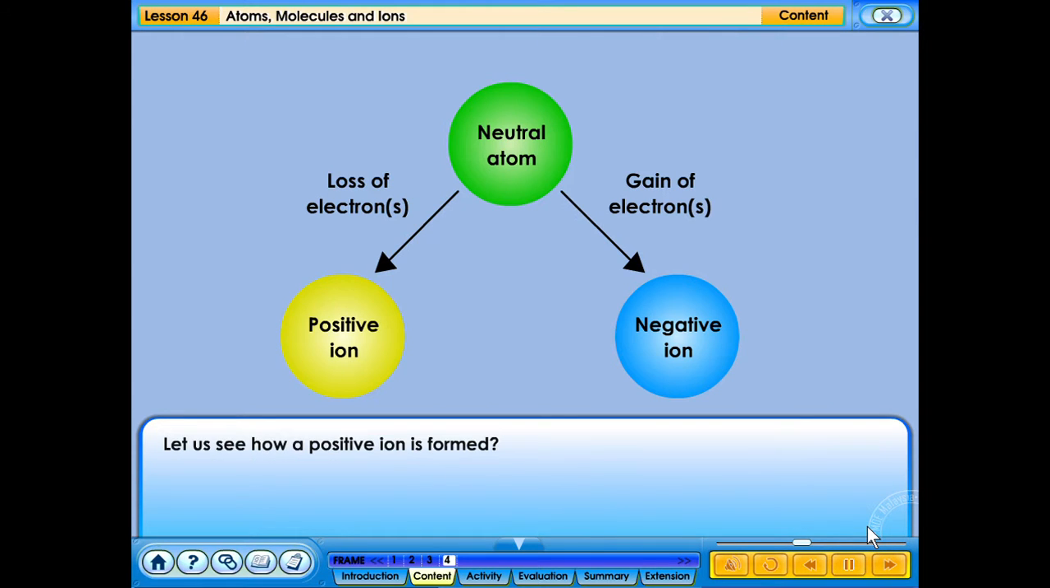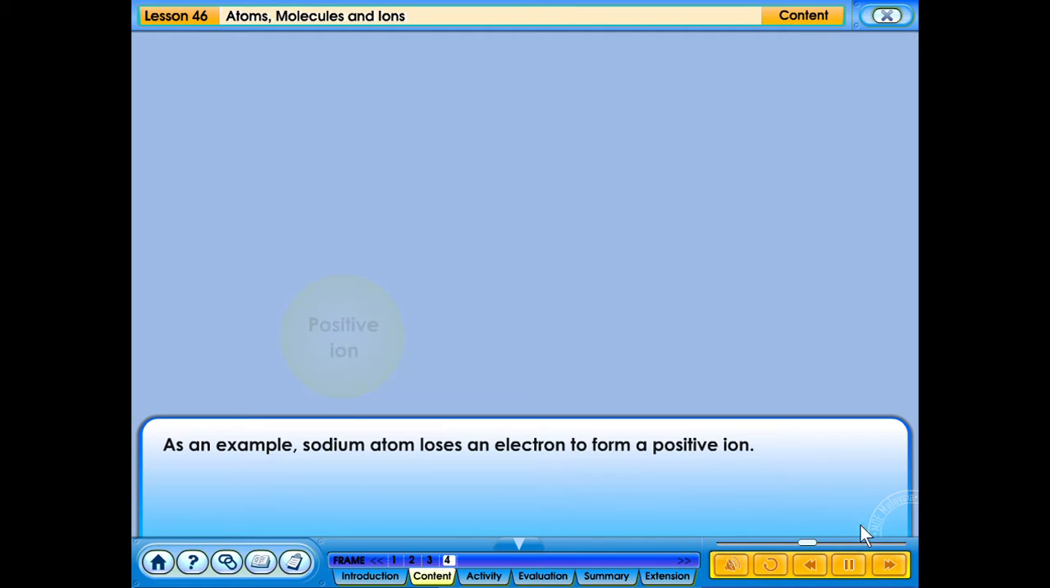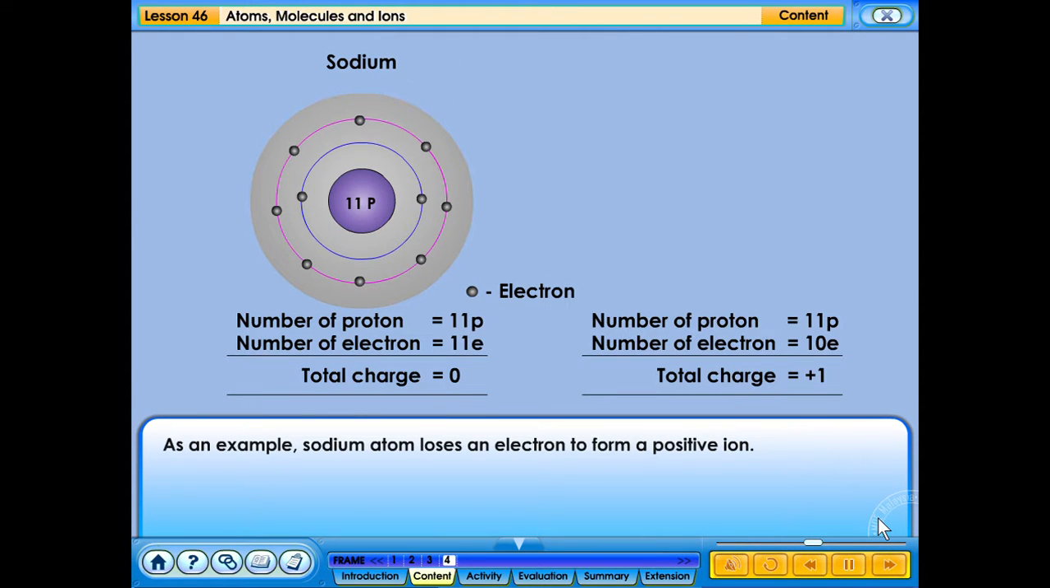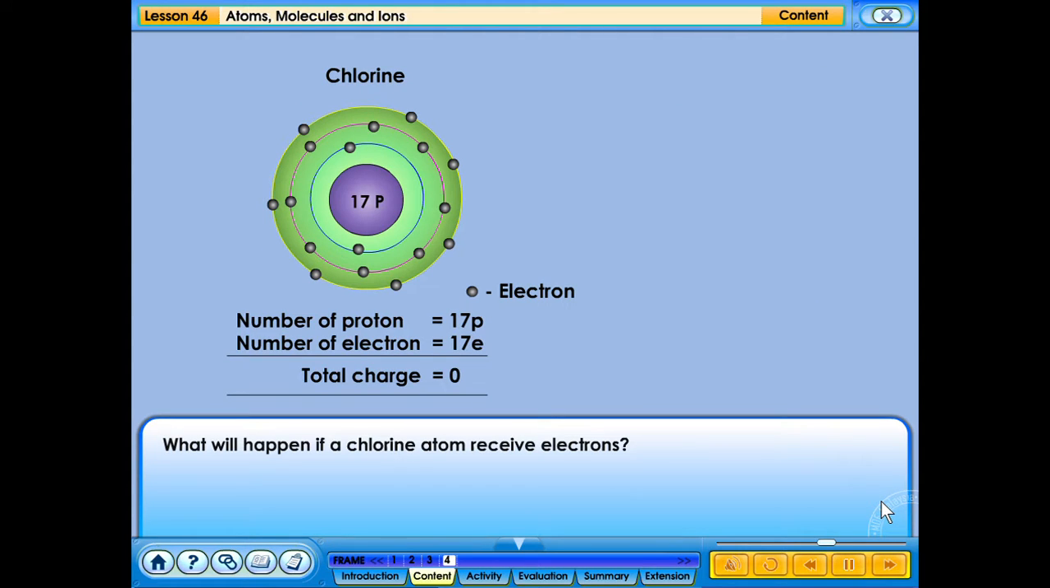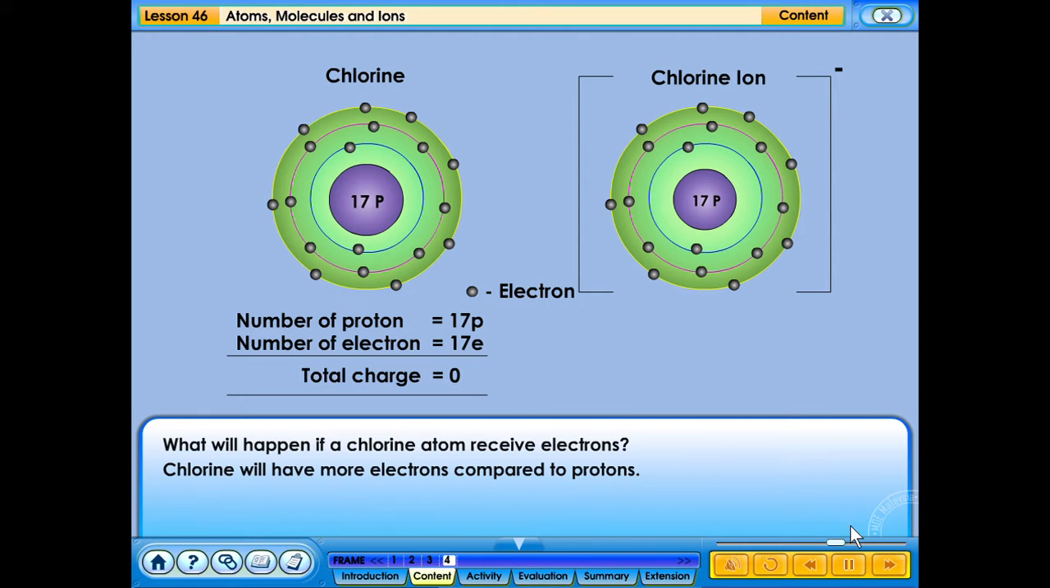Let us see how a positive ion is formed. As an example, a sodium atom loses an electron to form a positive ion. What will happen if a chlorine atom receives electrons? Chlorine will have more electrons compared to protons. Therefore, chlorine is negatively charged.